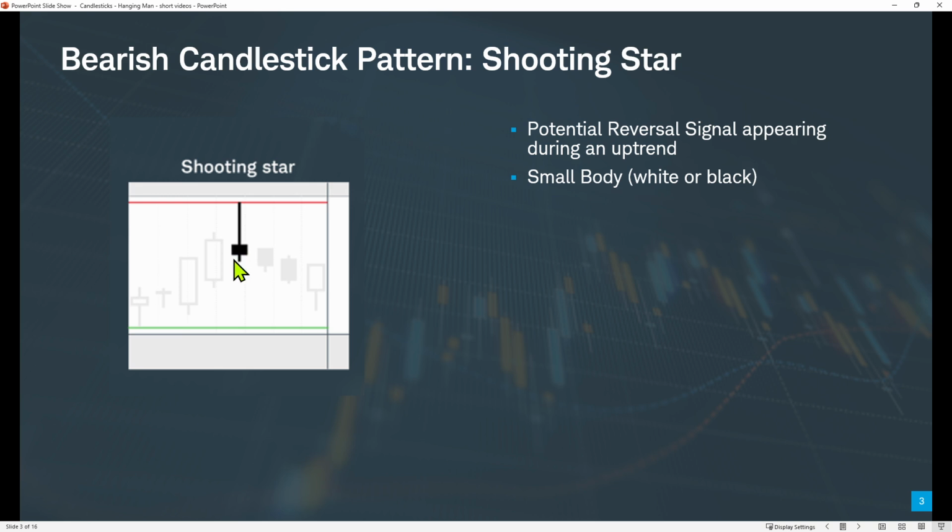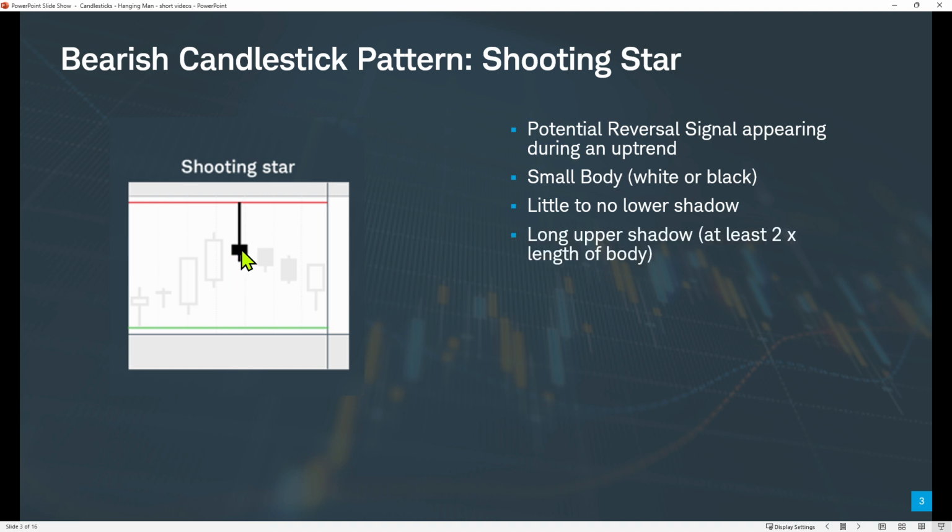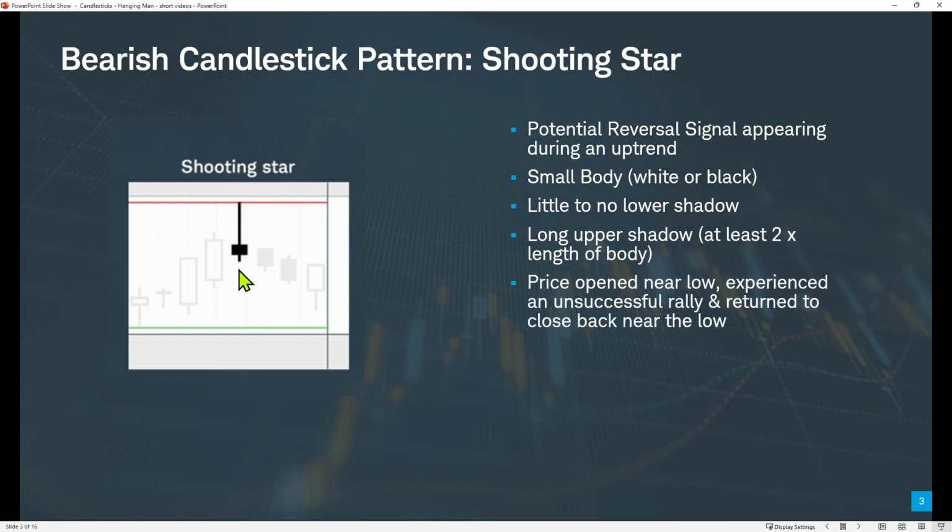So when we look at the body of this candle, it's going to be small. It can be black or white. There will be very little lower shadow or tail at the bottom, and then there will be a long upper shadow that's at least 2 times the length of the body of the candle. It will open near the low of the day. It will rally throughout the day, and then the sellers will come in and bring the price back down where it will close back near the low of the day.